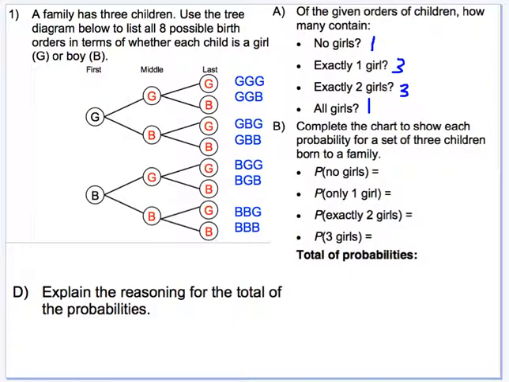Let's look at problem B. Complete the chart to show each probability for a set of 3 children born to a family. So this is somewhat of a review from our last unit. What's the probability of having no girls in a family? Well, they can have all these different combinations, and there's 1, 2, 3, 4, 5, 6, 7, 8. So there's 8 different outcomes. You need to know how many different outcomes there are.